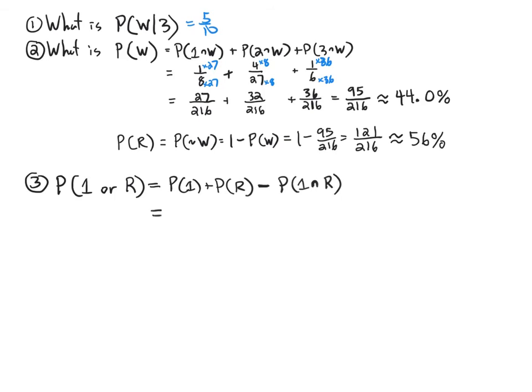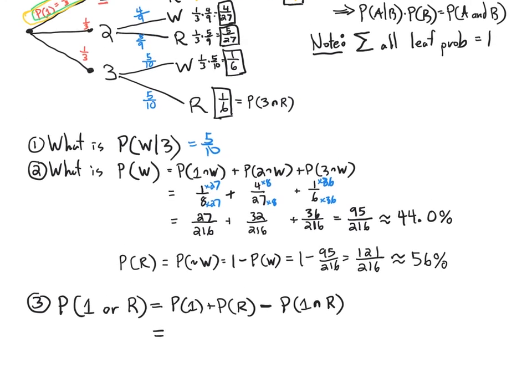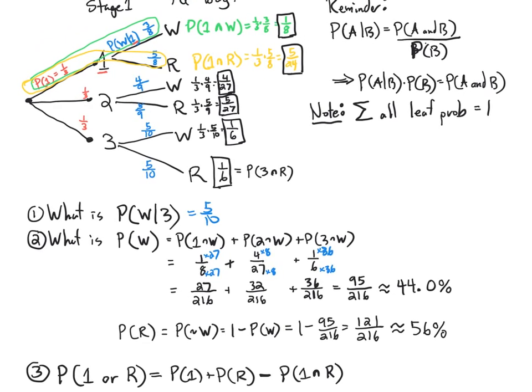And these are kind of easy to see, the probability of picking a 1. Let's go up here, scroll up. This is in the first stage of our experiment. So that's just a third. The probability of picking a red, I've already calculated that. That's 121 over 216. And the probability of picking a 1 and a red, that's 5 over 24. That's right here as well. So we can put all of them in. So it was 1/3, 121 over 216, and 5 over 24.